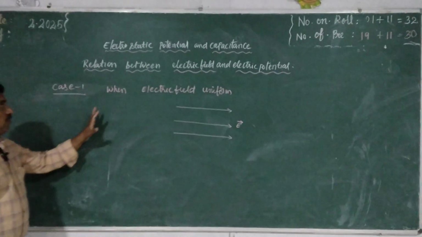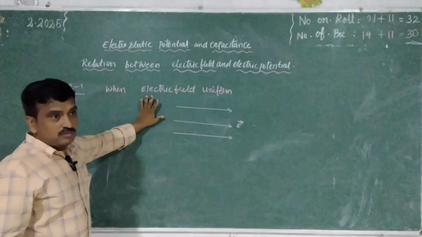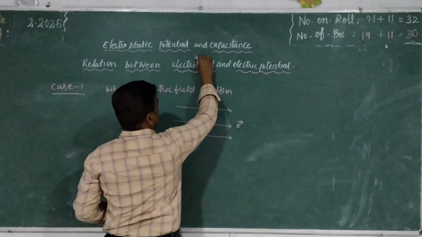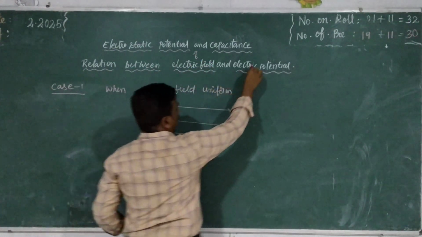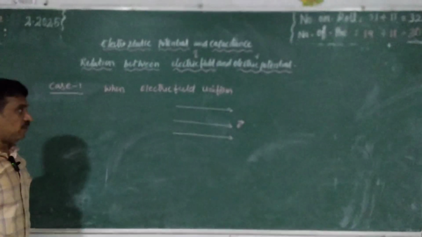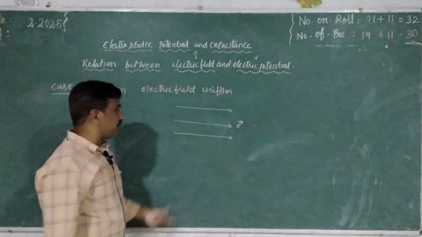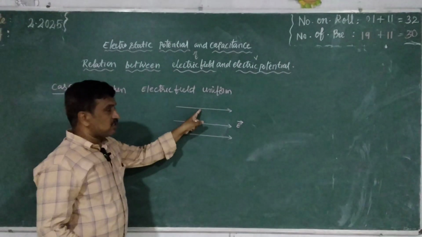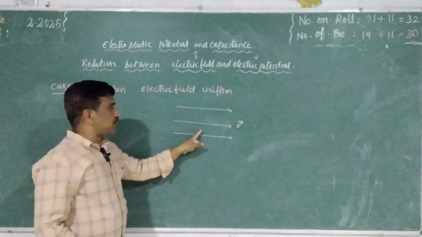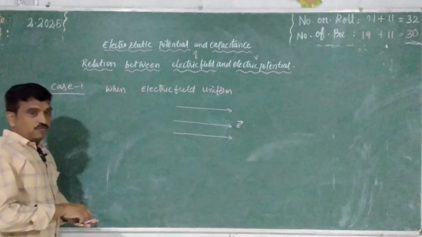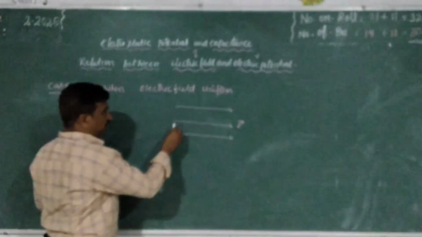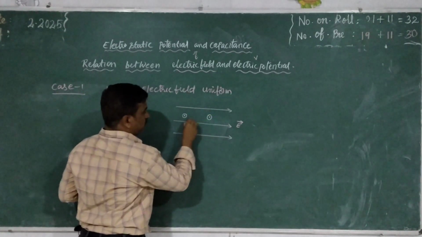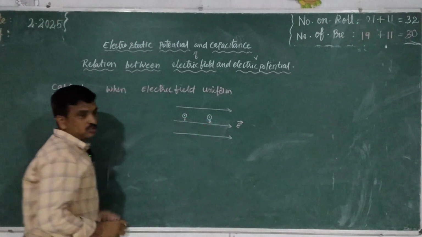See here, when electric field is uniform, what is the relation between electric field E and electric potential V? This relation we want to find out. For that we can take a uniform electric field. This is the uniform electric field. Uniform electric field means electric field lines are parallel, straight, equispaced. In this uniform electric field, what is the potential from this point to this point, from the first point to the second point? What is the potential that we define?